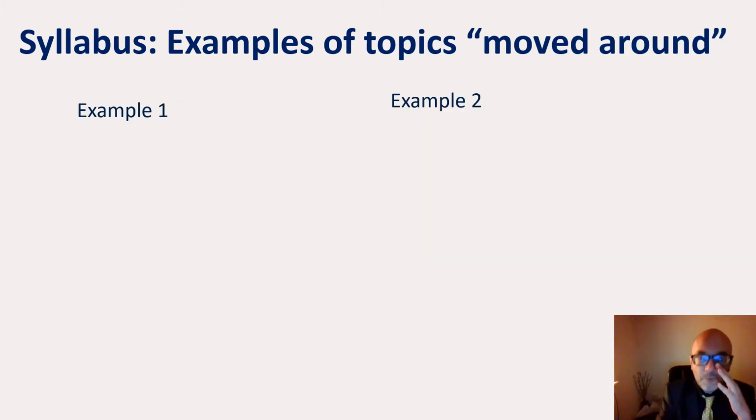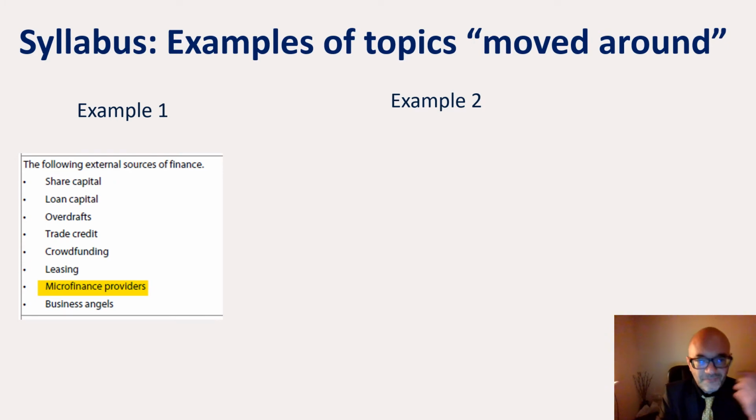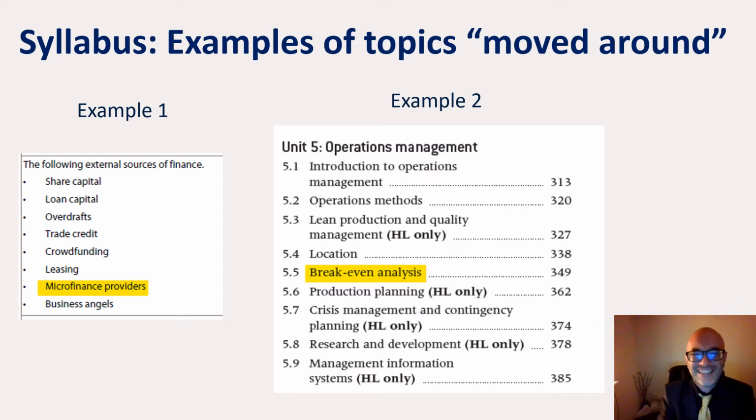We also have some topics that have moved around in the syllabus. For example, in the current guide, microfinance providers are listed as one of the legal forms of organizations, which is not ideal. But now those microfinance providers, they will be listed as an external source of finance, which is a lot more coherent. Second example, break-even analysis.